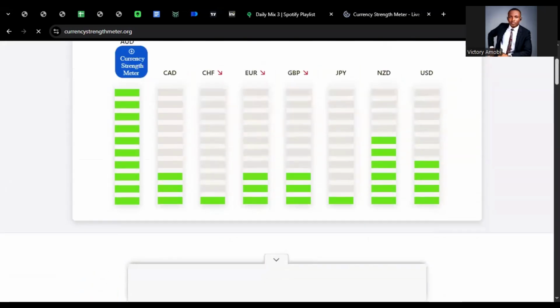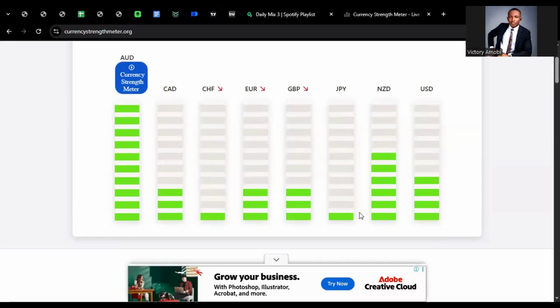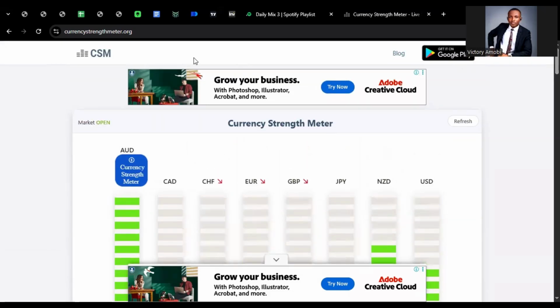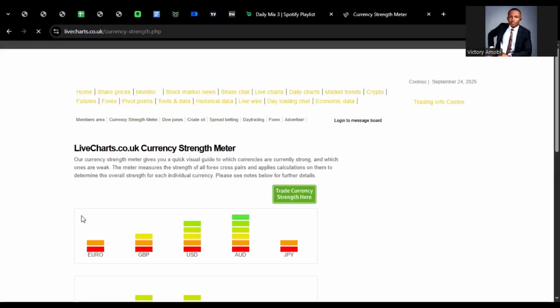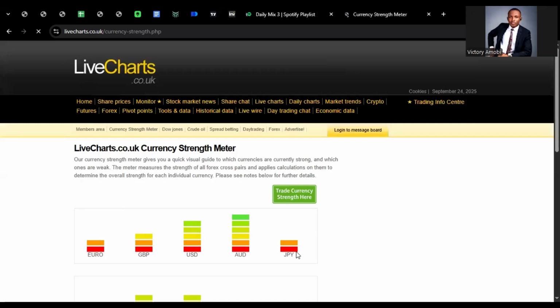AUD is way stronger now. I was telling one of us that it will get to a point where you get so acquainted with the charts that your analysis aligns with currency strength. So AUD is way stronger than JPY. So this is like a strong buy move or a buy market. If you check this other one too, you're going to see that it aligns as well. AUD is also way stronger than JPY.